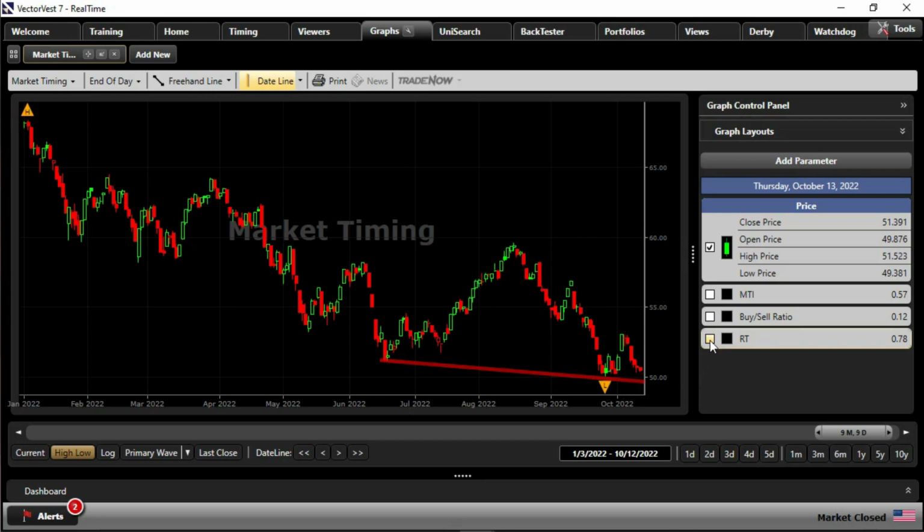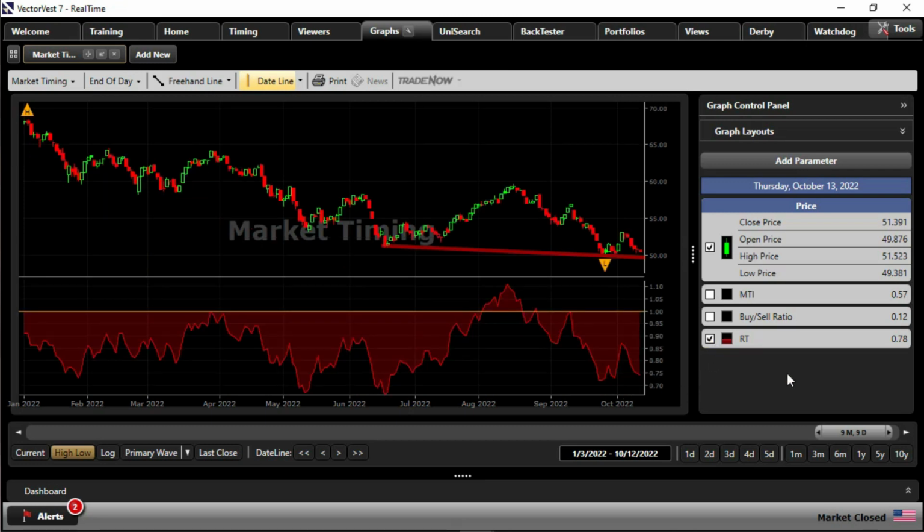I'm going to put our relative timing indicator on the chart. Relative timing is a VectorVest proprietary indicator. It measures the short-term price trend and momentum. That's a key here in the indicator. It's not only a trend indicator, but it is a momentum indicator. It's an extremely smart and accurate indicator of price trend.